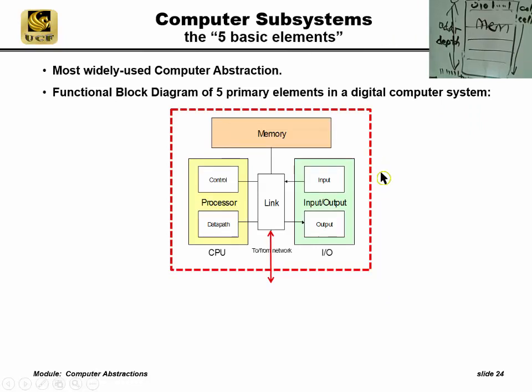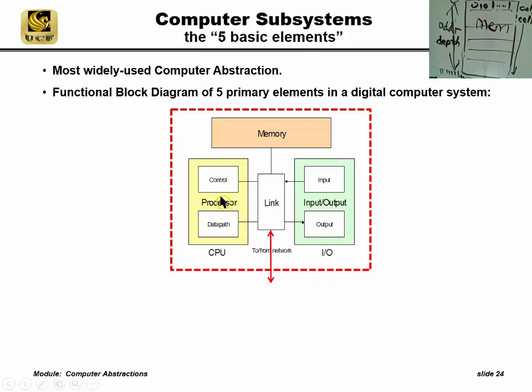So here is a very common abstraction of a computer. We continue here with computer subsystems, or the so-called 5 basic elements of a computer system. It's probably the most widely used computer abstraction, and everybody speaks these terms. You should have a very good handle. We're going to refer to them throughout the course.